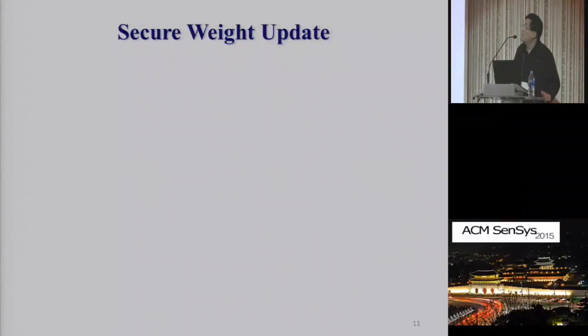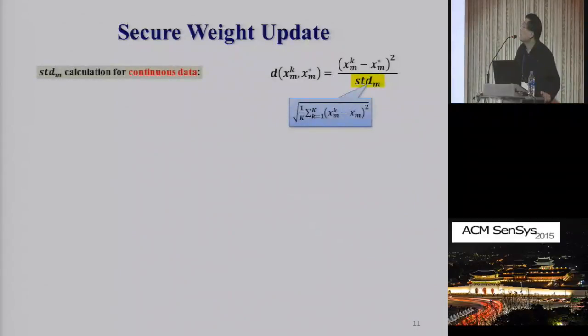Let's get back to the secure weight update phase. Another problem is that, like I said previously, when we deal with continuous data, we also need to calculate the standard deviation of all these observations of the users regarding a particular object or entity.